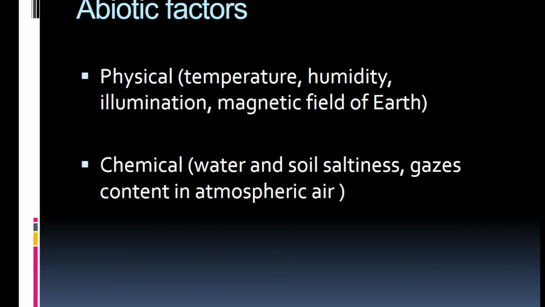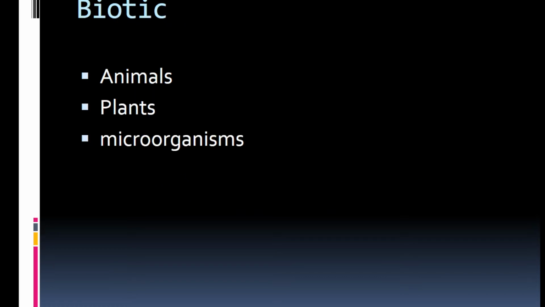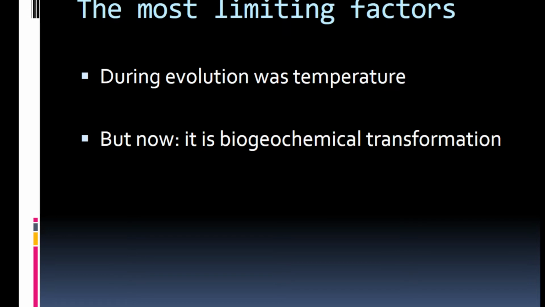Abiotic factors can be divided into physical and chemical. So physical are temperature, humidity, illumination, the magnetic field of Earth, and chemical are water and soil saltness and the gases content in atmospheric air. Biotic factors are created or arise due to the activity of animals, plants, and microorganisms.